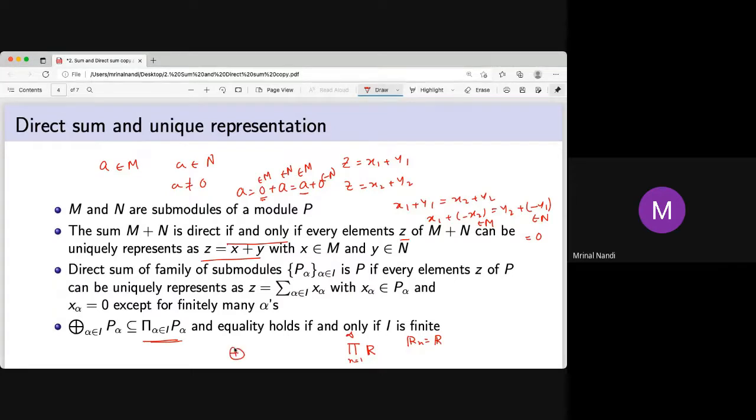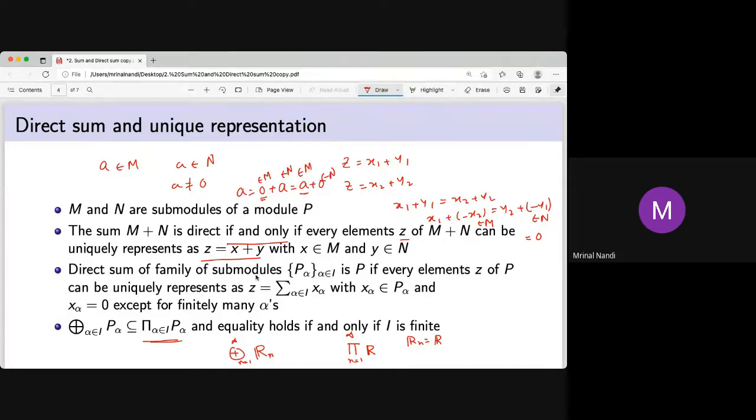But if I write the direct sum of R_n equal to R, n equal to 1 to infinity, this is the set of polynomials. This is the set of all sequences, but only finitely many elements are non-zero. So by definition, for the product you can take anything. So the direct product is different from the direct sum. And the direct product is a module.